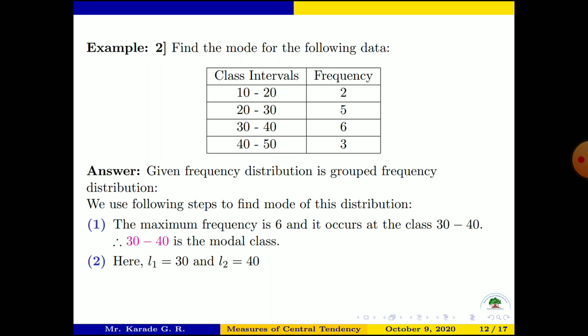Here L1 is 30, L2 is 40. L1 means the lower limit of the modal class, and the lower limit is 30. L2 means the upper limit of the modal class, and the upper limit is 40. What is F1? F1 is the frequency of the modal class, and the frequency of the modal class is 6. F0 is the frequency of the class previous to the modal class, and that frequency is 5. We call it F0.